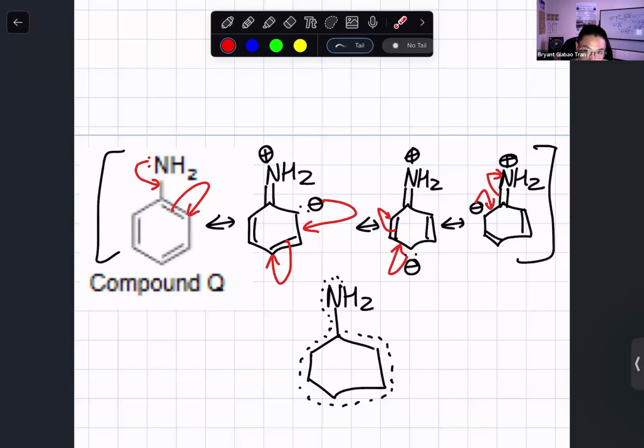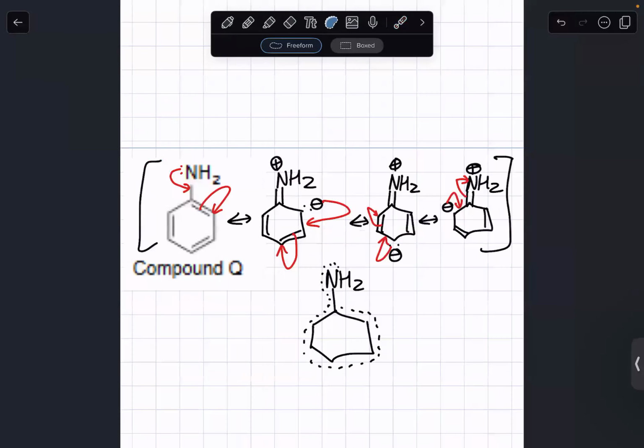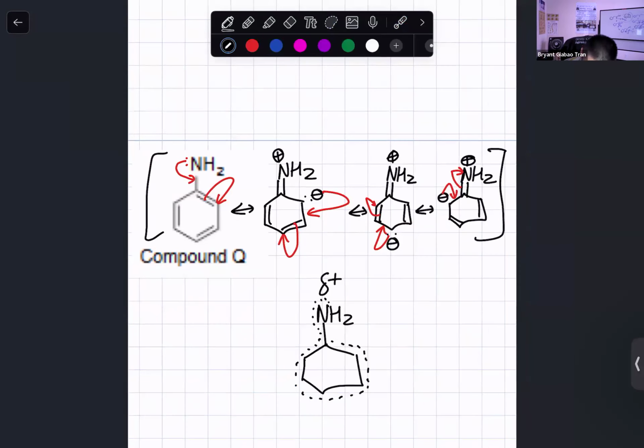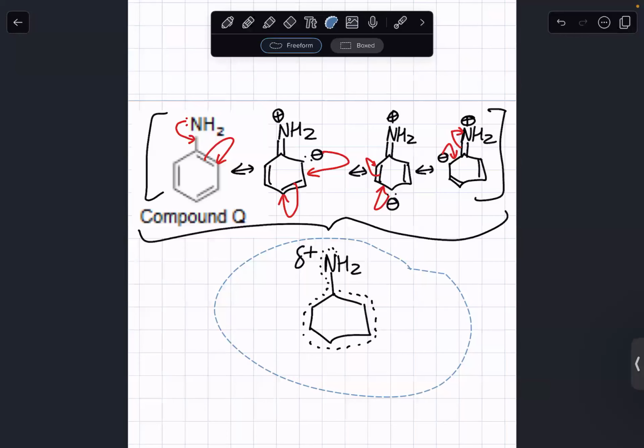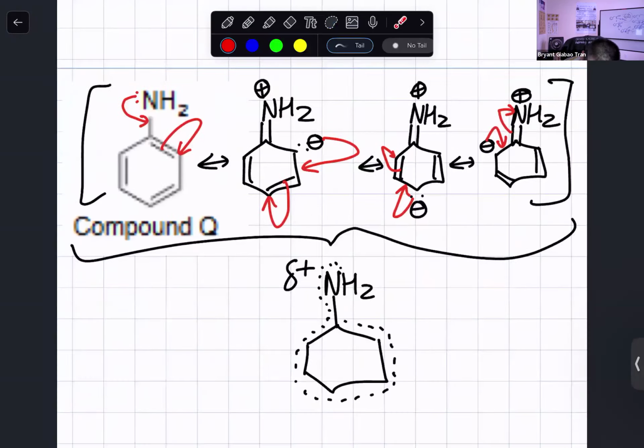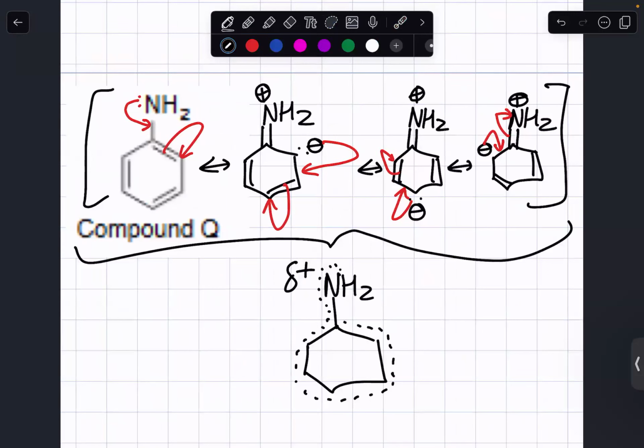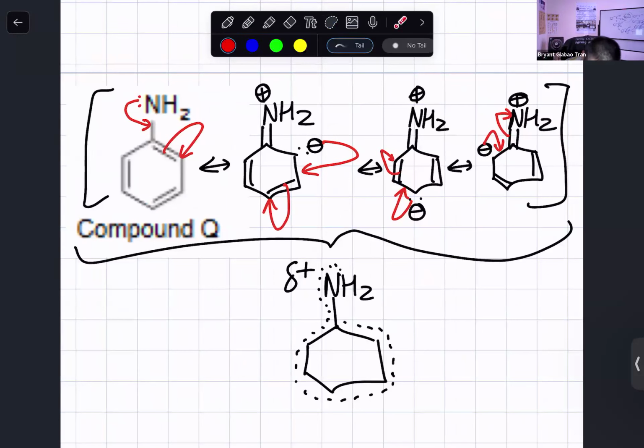Now, where would the partial charges be on this resonance hybrid? Where would the partial positive charge be? What atom? The nitrogen? Yep, the nitrogen. That's right. Where would the partial negative charges be on this resonance hybrid? All the carbons? Or the carbon connected to the nitrogen? The carbon attached to the nitrogen, this one right here. If you look at the resonance structures, that carbon attached to the nitrogen has no charge at all. It's neutral all throughout.